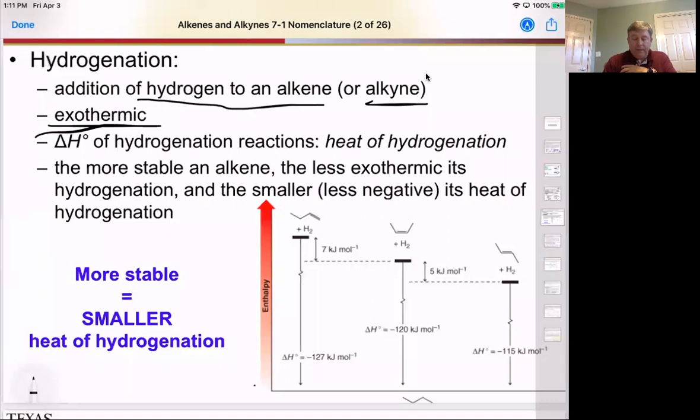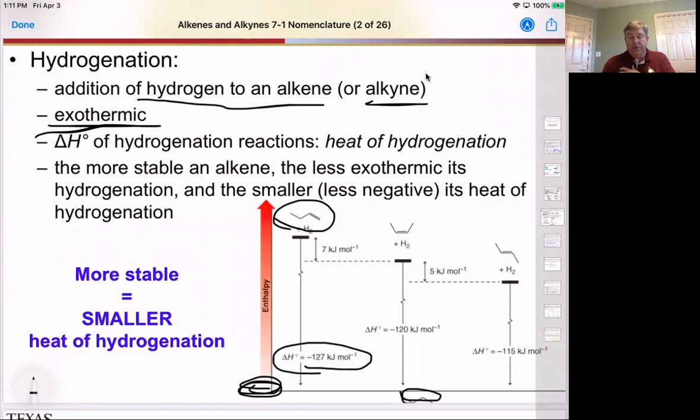So if we think of this as our relative 0 point right here, and this would be our butene, if we had a terminal alkene right here and we hydrogenated it, it'd be about 127 kilojoules per mole given off as heat during that reaction, okay? So if we had a cis alkene for this butene, we would see that it gives off 120 kilojoules per mole, meaning the terminal alkene and the internal alkene have a difference of 7 kilojoules per mole, and this is more stable because it gave off less heat, okay?